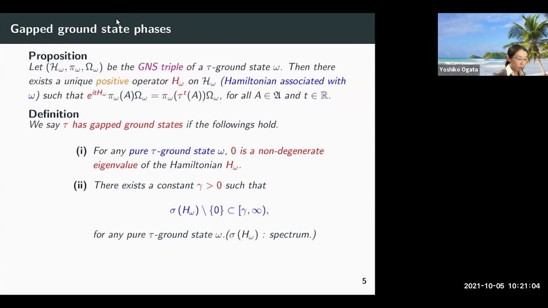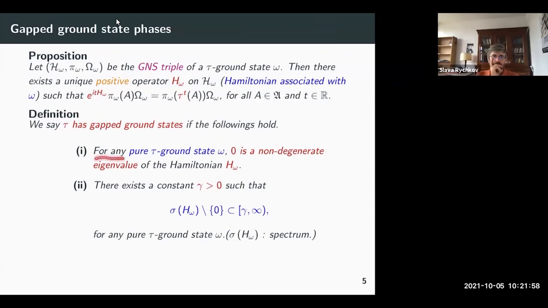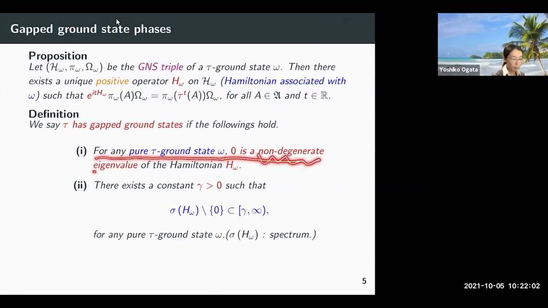And I define it as follows. We say that our dynamics has gap to ground state if the following two conditions hold. So the first condition is the following. Because H omega satisfies this condition, for example, putting one here, it vanishes. And we see that omega is invariant under this time evolution, which means in other words that omega is an eigenvector of this Hamiltonian corresponding to the eigenvalue zero. And this first condition is telling us that it is non-degenerate for pure states. Let me read. For any pure tau ground state omega, zero is a non-degenerate eigenvalue of this Hamiltonian H omega. That is our first condition.